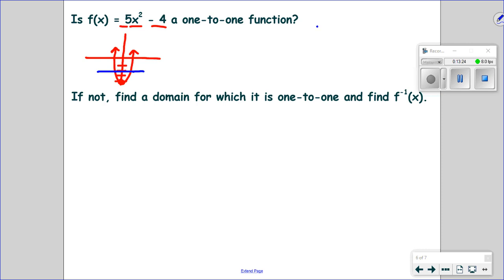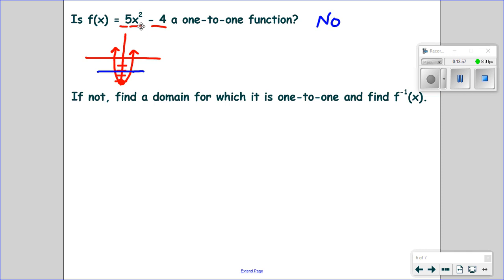So the answer is no. 5x squared minus 4 is not a one-to-one function. And in fact, quadratics in general are not one-to-one functions because their graph will always be a parabola and it will always fail the horizontal line test. Okay, now in a way that poses a problem because that means that the inverse is not a function. So how do we fix that problem?